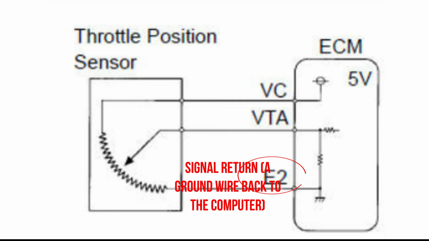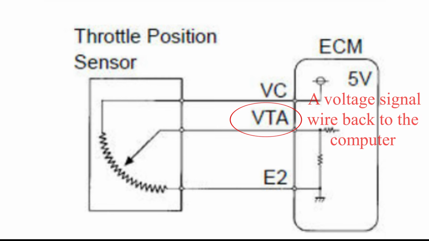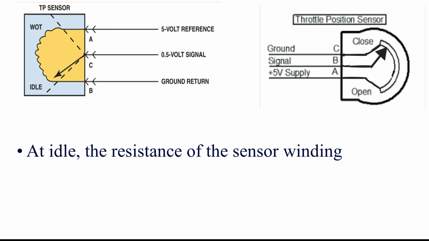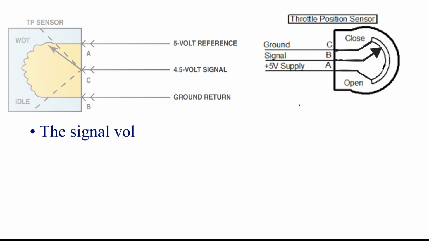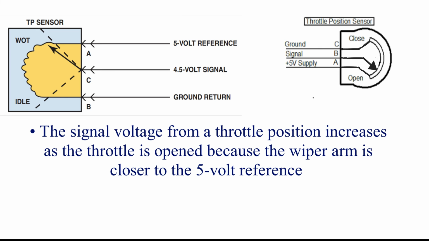As the throttle is opened, the voltage to the computer changes. Normal throttle position voltage on most vehicles is about 0.5 volts at idle, closed throttle, and 4.5 volts at wide open throttle. At idle, the resistance of the sensor winding effectively reduces the signal voltage output to the computer. The signal voltage from a throttle position sensor increases as the throttle is opened because the wiper arm is closer to the 5-volt reference.